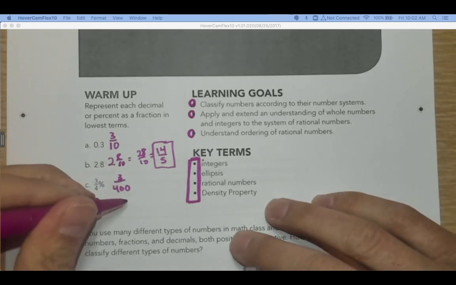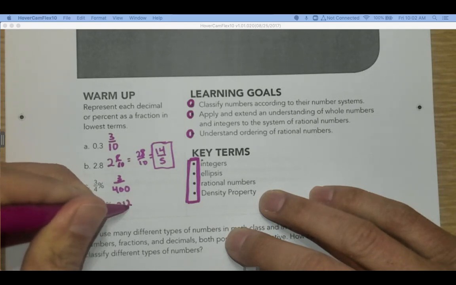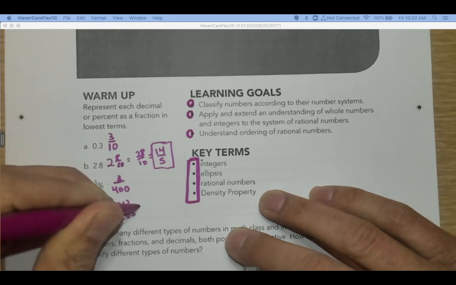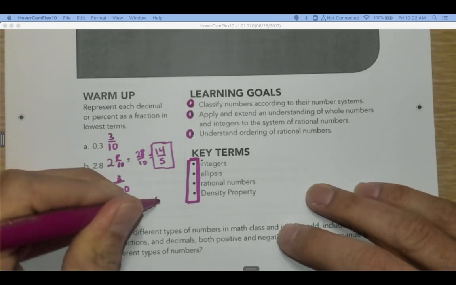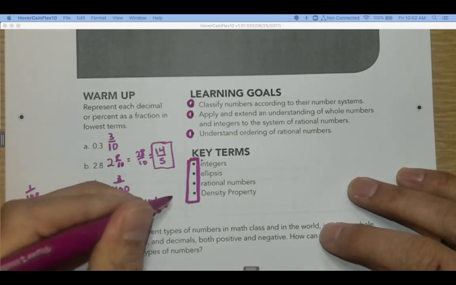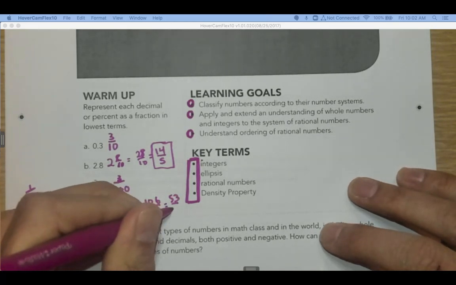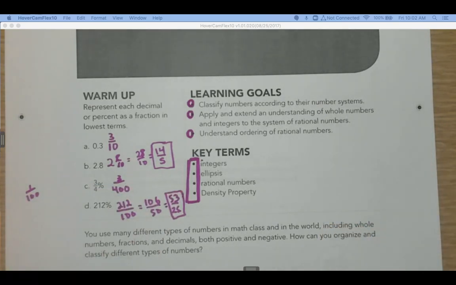This next one would be the same as 212 over 100, which I can divide by 2 to get 106 over 50, which I can divide by 2 to get 53 over 25. And that is as simple as I can make that. I can change between a fraction, a decimal, and a percent, and this is practicing that with some tough problems.